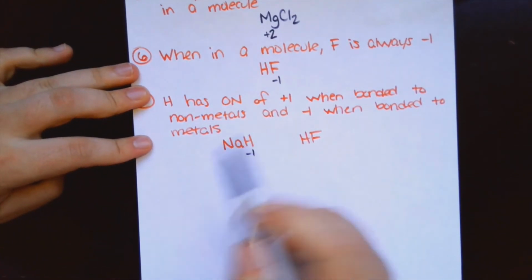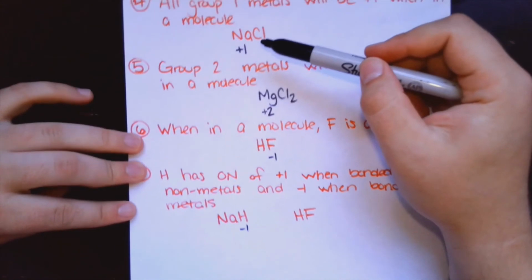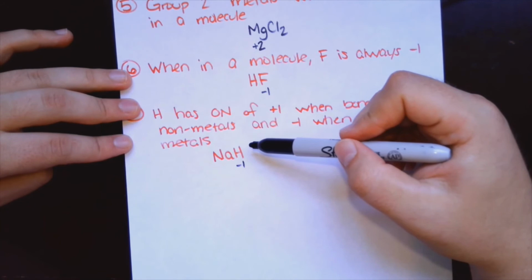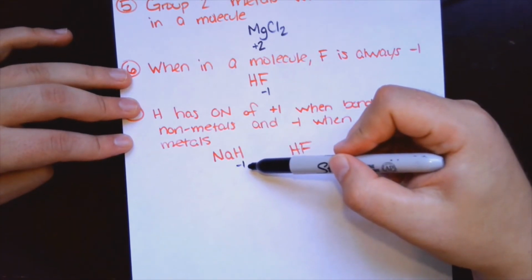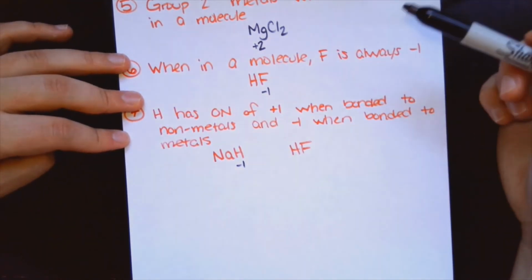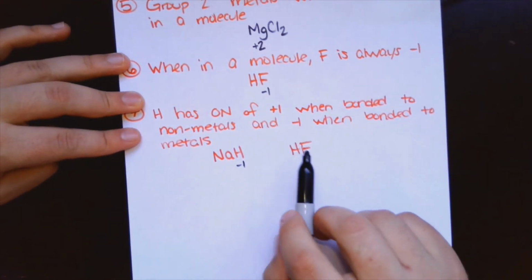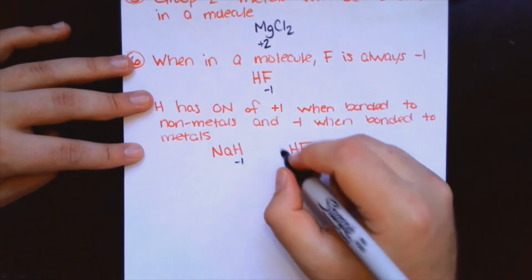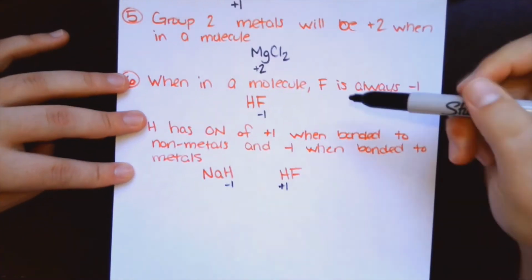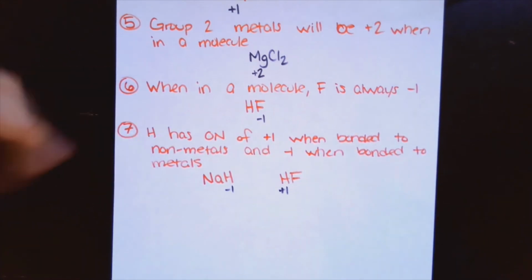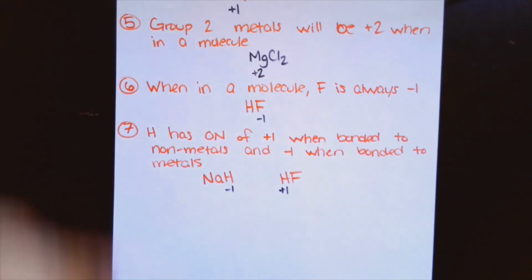And now remember, if we're going back to the rule about group 1 metals, that they have to be +1, there is no charge on this molecule, so the sum of the oxidation numbers has to equal 0. I just said hydrogen is -1, sodium has to be +1, +1 and a -1 equals 0, so that makes sense. Here, hydrogen is bonded to fluorine, which is a nonmetal, so bonded to a nonmetal, it's +1. And also, in the rule previously, I said fluorine has to be -1, so +1 and a -1, once again, equals 0, makes sense. And the last rule, which I'll finish this video on.